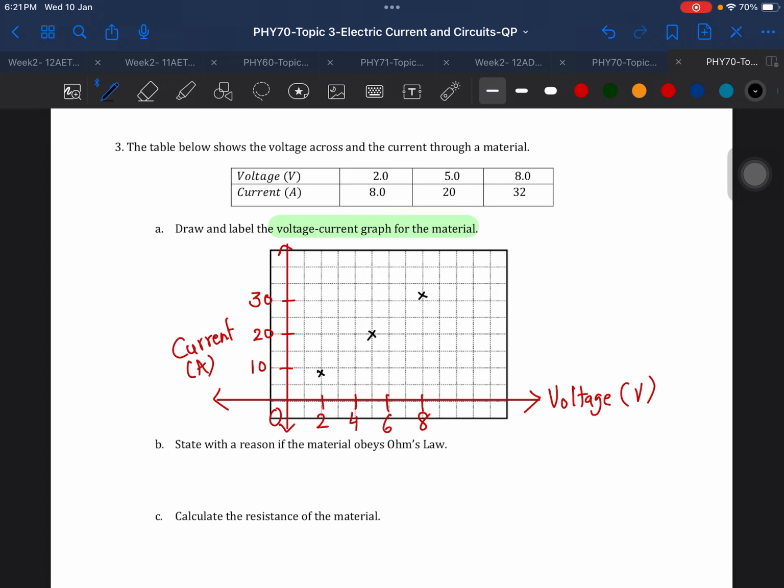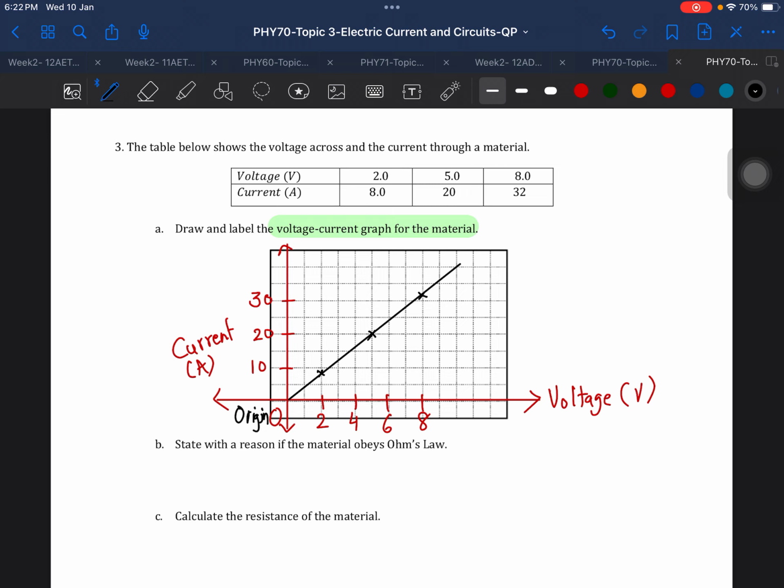Once you have plotted the points, now we have to join them. So we'll join the lines and we'll start from 0, 0. You can see how I'm drawing it. So we can see that we have got a straight line which is passing through the origin. This is your origin, 0, 0. Now, that's our first part done.